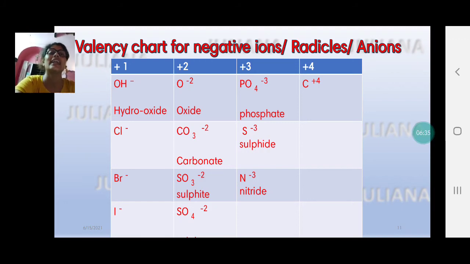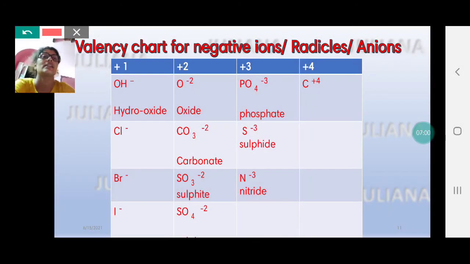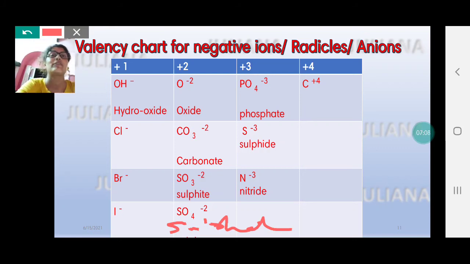Now these are the negative ions. OH- is hydroxide, then chloride, bromide, iodide. Chlorine, bromine and iodine have 7 electrons in the outermost shell, so they need 1. Oxygen forms oxide, -2. Carbonate is CO3 -2. Then sulfite is SO3 -2. Sulfate is SO4 -2. The name is not written here, so you can write it as sulfate, SO4. Sulfite is SO3 and sulfate is SO4.